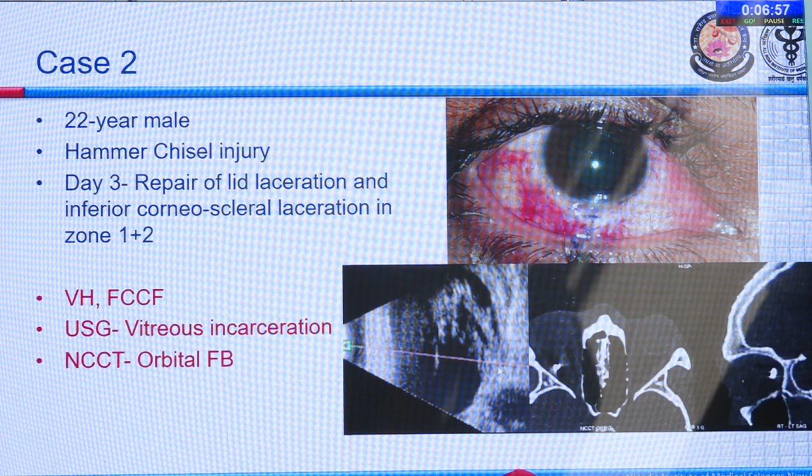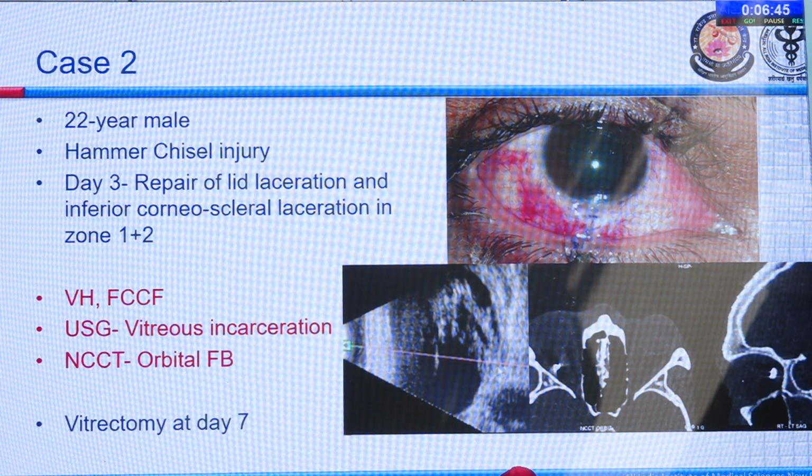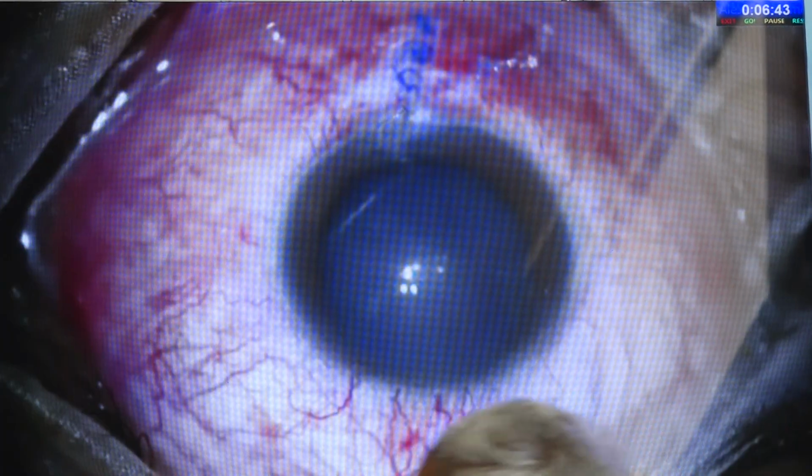And on CT, there was an orbital foreign body which was not impinging on the important structures, and it was decided to leave the foreign body in the orbital cavity and not intervene for that. But we took the patient for vitrectomy for clearing the vitreous hemorrhage and for managing the vitreous incarceration.